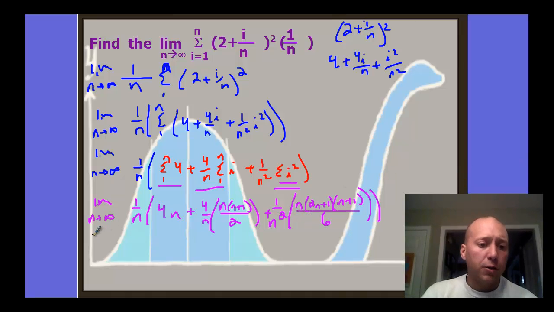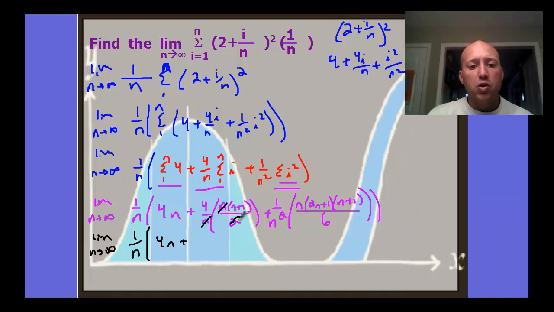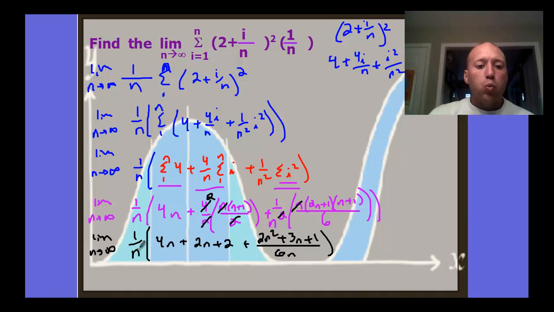So now we can simplify a little bit here. The limit as n goes to infinity of 1/n times 4n plus, now I can reduce this n and this n here. You can also reduce this 2 and the 4, so we have a 2 there, so I distribute the 2, and I'm getting 2n plus 2. And then we can also reduce this n with one of these n, and so on the top there, if I FOIL that, I get 2n squared plus 3n plus 1 all over 6n, because we still have an n left in the denominator there. Last thing is we can distribute this 1/n through the parenthesis.